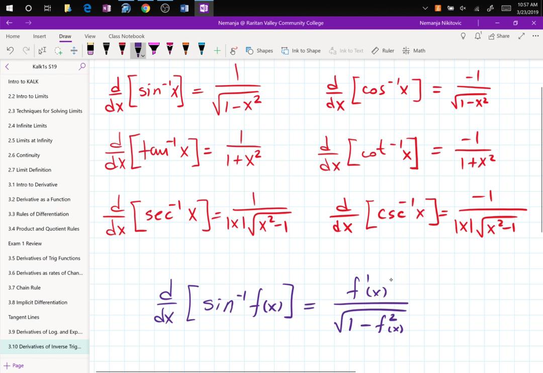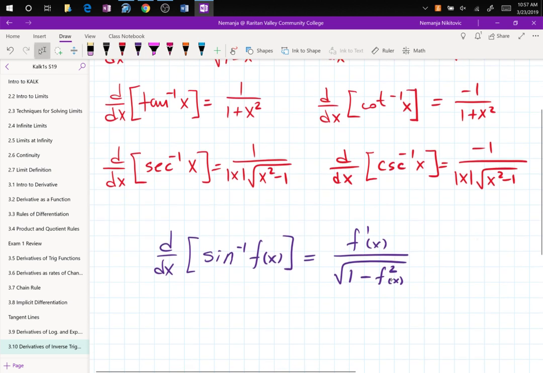So the trick is to replace every x that you have on both sides of the formula with f of x, and then multiply by f prime of x in the numerator. So this is your formula for inverse sine, and here's your formula for inverse cosine.